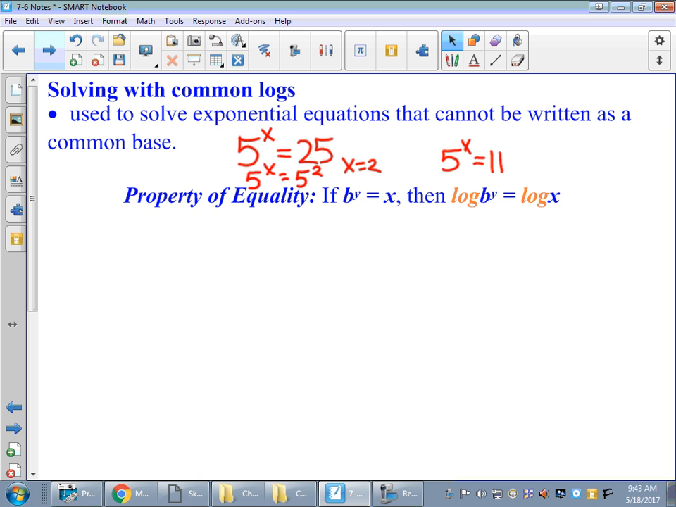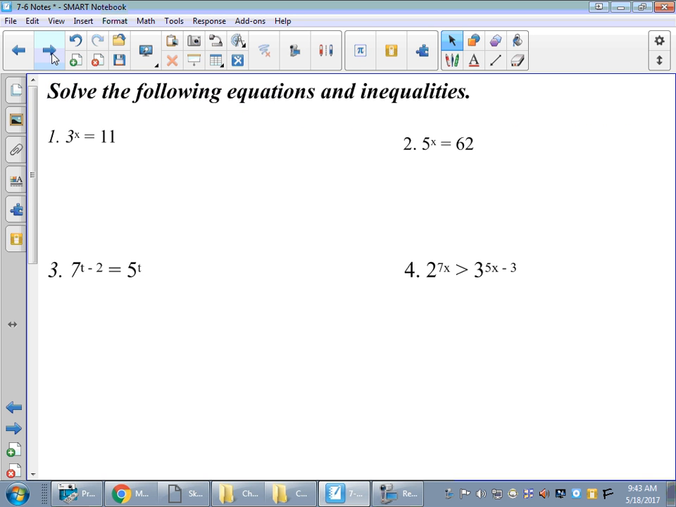So we're going to not eliminate logs from both sides, but in this example up above, I would actually take the log of base 10 of 5x and set it equal to the log of 11. So that's what we're going to do next. So let's go ahead and try this.